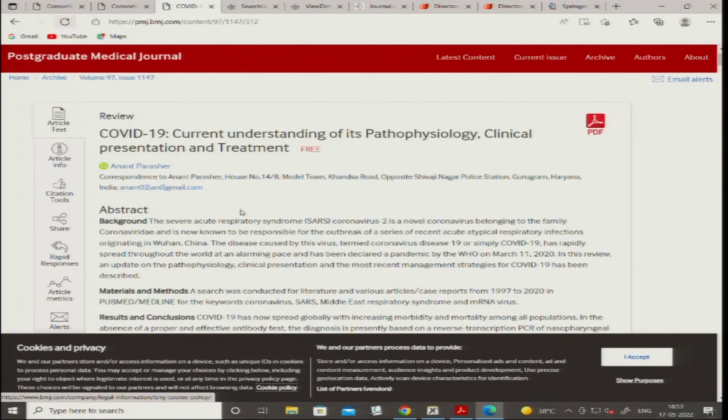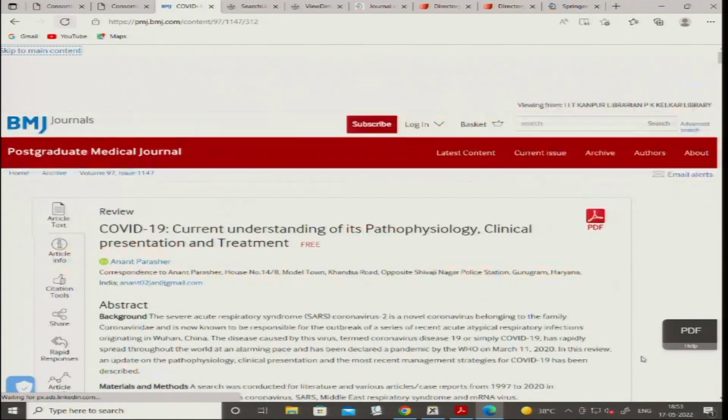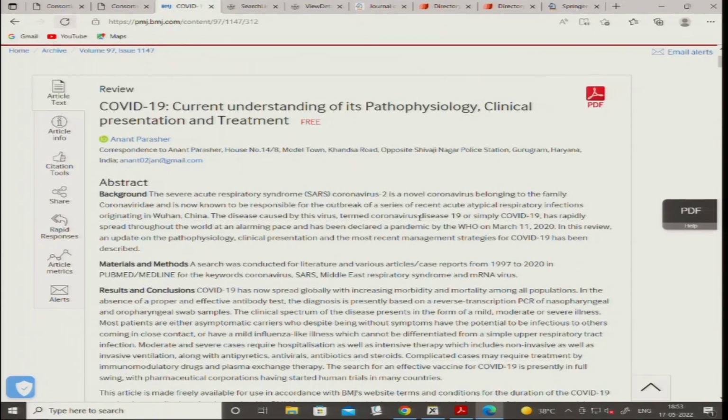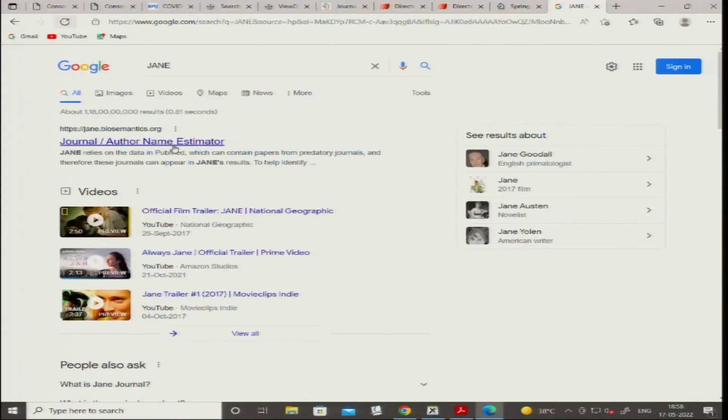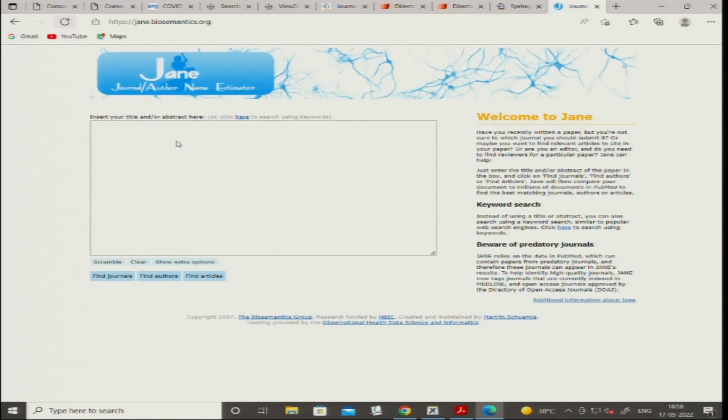When you prepare a paper, any paper, you must have your abstract ready. You write an abstract and you give it a title. So after analyzing the UGC CARE system, let's try to analyze the other journal finder system like JANE, Journal Author Name Estimator. That's also a very good service. Here again, first of all, you have to insert your title or abstract.